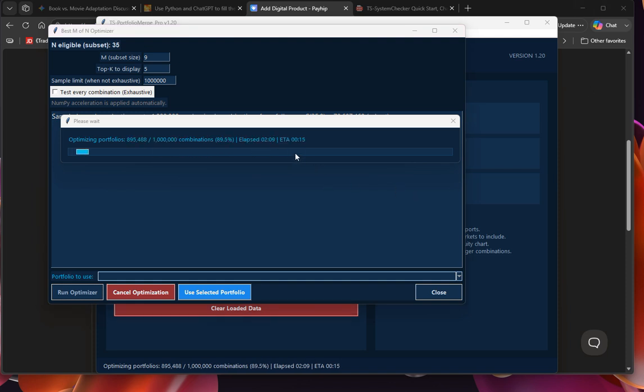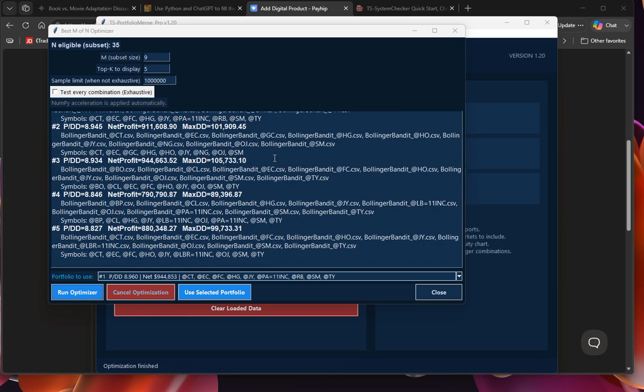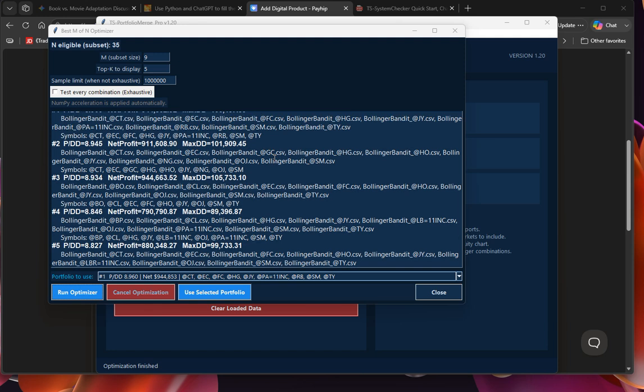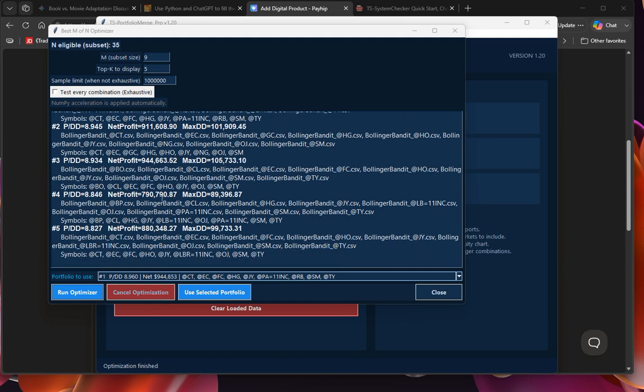Okay, the optimizer is almost done. We've got 14 seconds before it presents the top 5 portfolios, which consist of 9 markets. The objective function is the profit to drawdown ratio. So let's see what it does. Okay, there are your 5 market portfolios. Let's pick the one with the lowest drawdown, and that would be number 4.